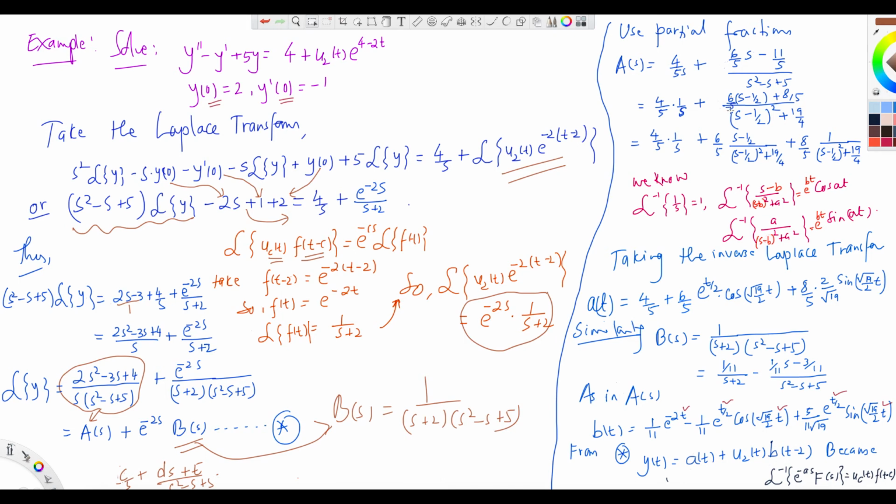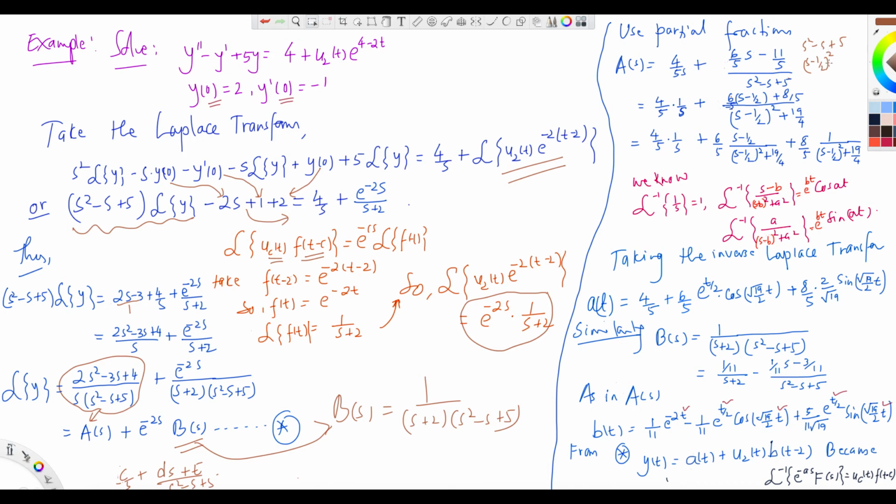Okay, this is 6 over 5 times (s minus 1/2). What I'm trying to do is, when I complete the square for the denominator, that's what you will get: (s minus 1/2) squared plus 19 over 4. This is what you get when you complete the square. How do you get that? You write s squared minus s plus 5, right? So (s minus 1/2) squared will give you s squared minus 2 times 1/2 times s, right? So the 2 and 1/2 will cancel, so that will just be s.